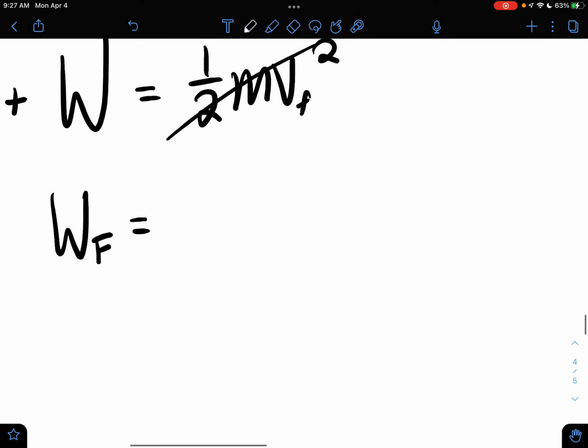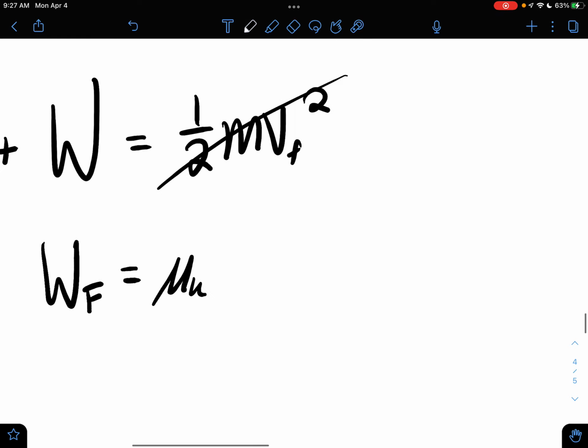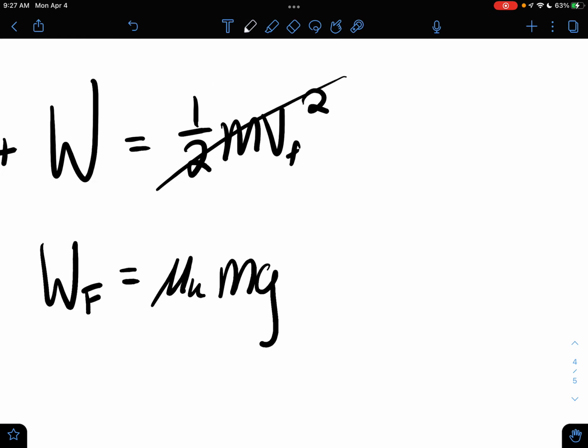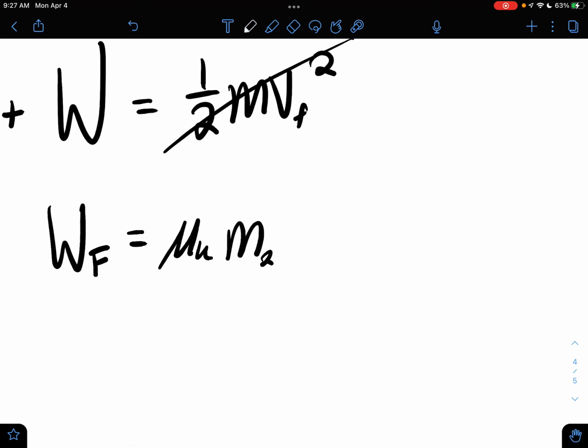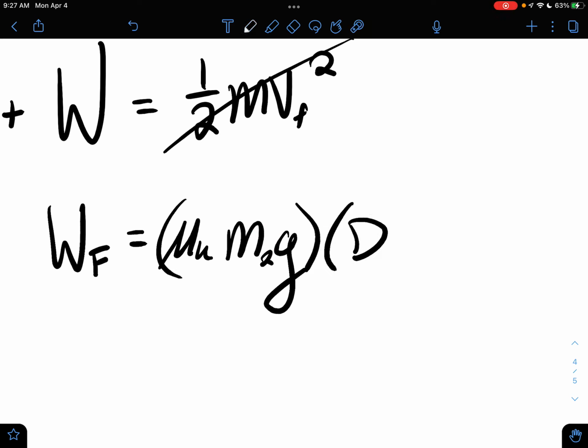Which is going to be our force from friction, which is our normal force times our mu k. So I was going to say, jumping ahead of myself, mu k, and then our normal force in this case is just going to be our m2g, right? Specifically because we have the mass of both of the cars. So it's our force times our distance.